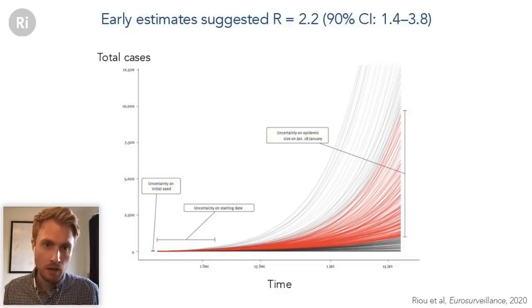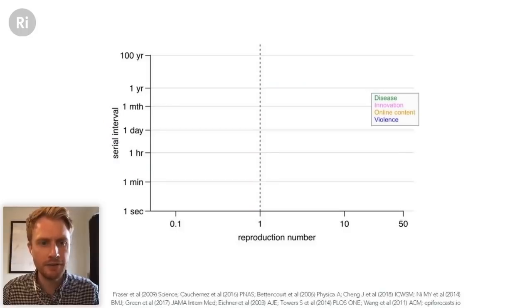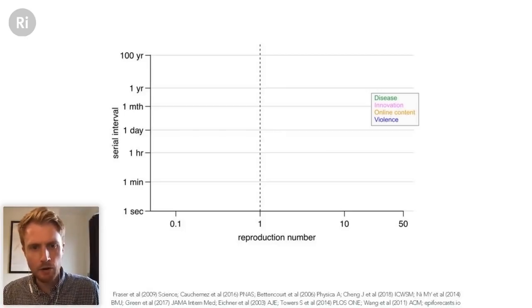So how does this compare with other forms of contagion? Researchers have used these kinds of ideas for a whole range of different types of outbreaks and epidemics. And we can lay them out. We can take research that's been done and see how they compare. So here's a figure where I've put the reproduction number along the bottom, I've put the serial interval along the y-axis, and I'm just going to outline a few different forms of contagion that have been estimated in different studies.